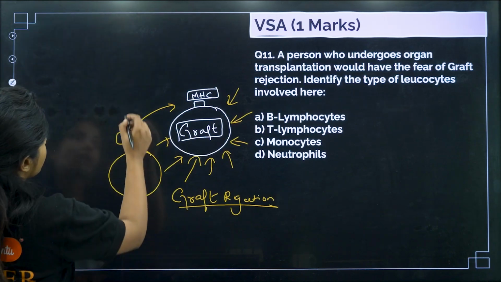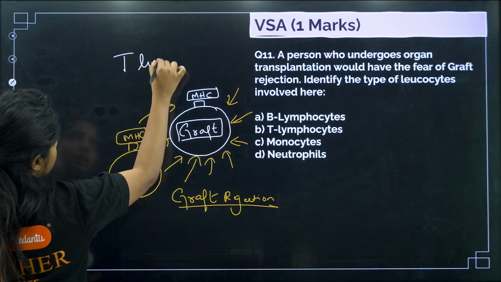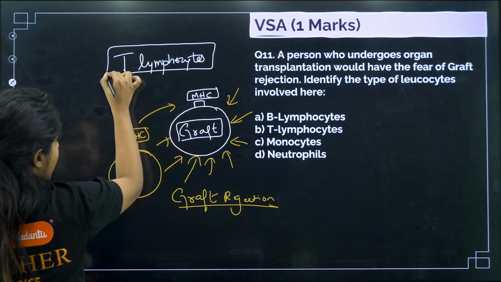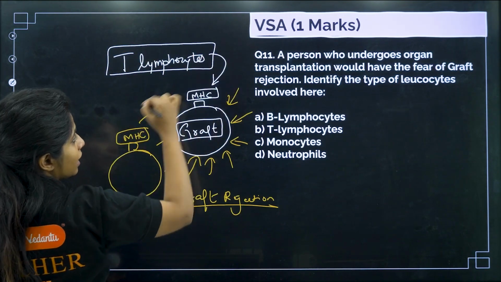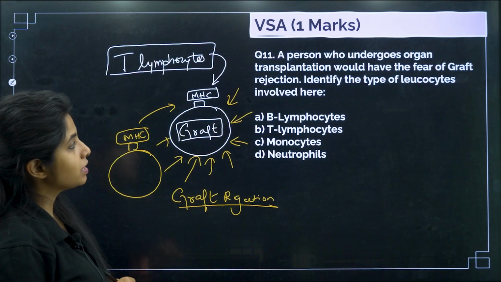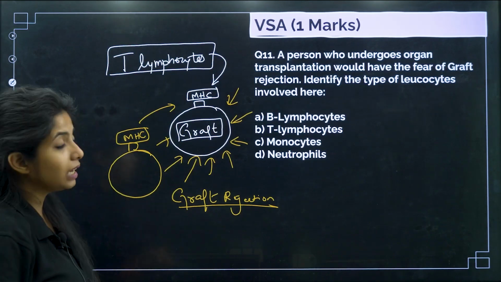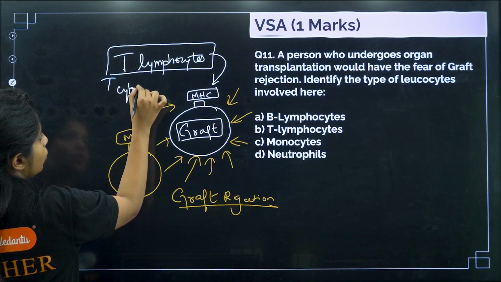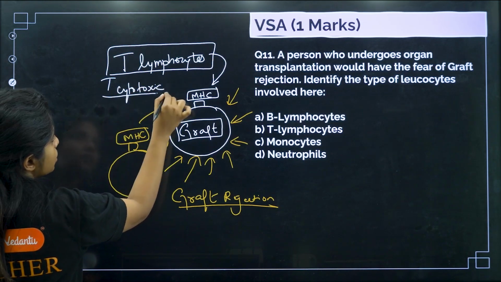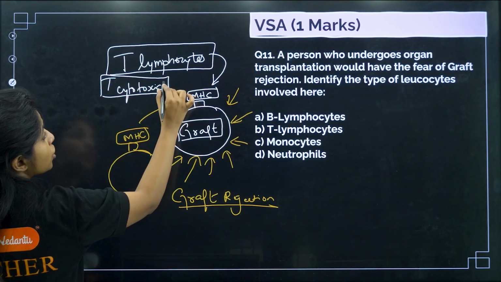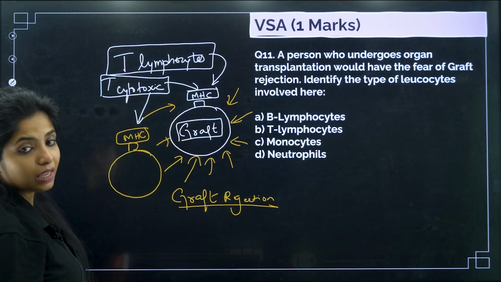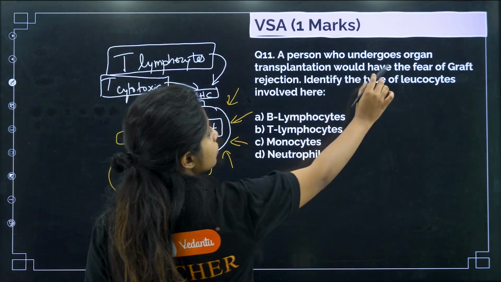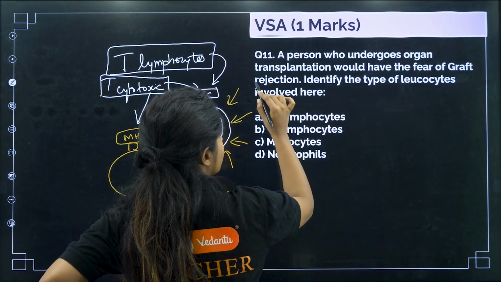Basically, it's a type of T lymphocytes which comes into action. T lymphocytes have the capacity to check the MHC molecules present over here. In T lymphocytes, there is the T cytotoxic lymphocyte, which has the ability to check the MHCs present, and depending on it, it will go and directly kill. A person who undergoes organ transplantation would have the fear of graft rejection.